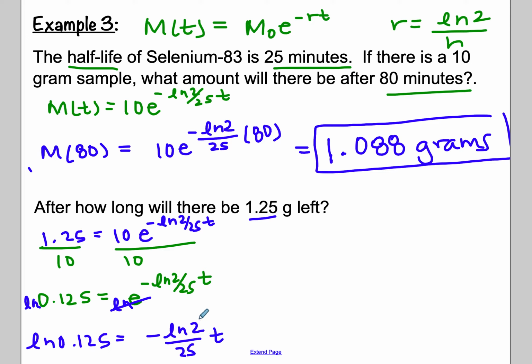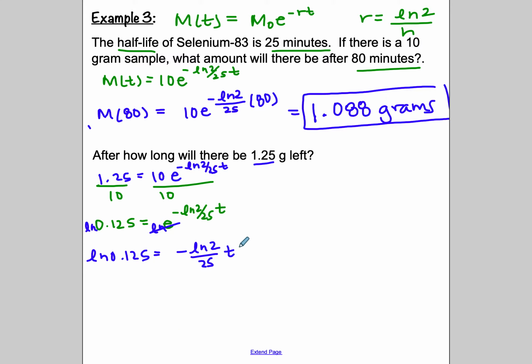Now to get t by itself, what I would do is multiply by the reciprocal of this. That's the quicker way, but maybe we'll just take a few steps to see it out. We would multiply first by 25. But if you wanted to speed it up, you could. So I have 25 ln of 0.125 equals negative ln of 2 t. So to get t by itself, divide by negative ln of 2.